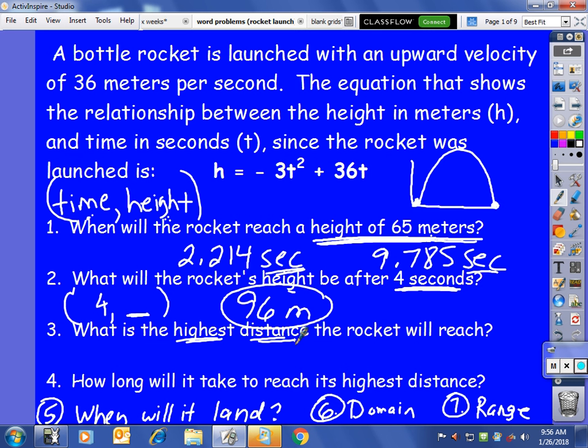What am I asking for there? It's definitely about the vertex. Specifically, what part? The Y value. So I've got to find the vertex, but if I want to know the highest height, the only part of the vertex I care about is the Y. I can do that 2 ways.